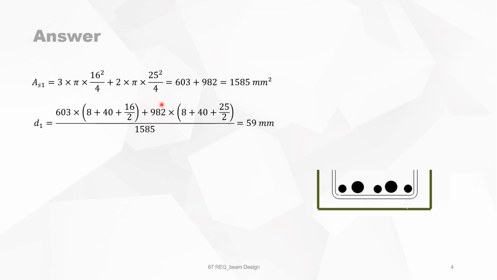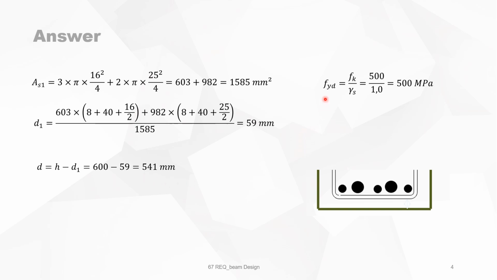So this is 982 for the 2 bars, plus the lever arm, which is of course the stirrup 8 plus the concrete cover plus half the diameter of the reinforcement. And you divide this by the total amount of reinforcement. So the lever arm of As1 is then equal to 59 millimeters from there to there. Then the effective depth is the total depth minus the lever arm, d1, and gives you 541 millimeters.